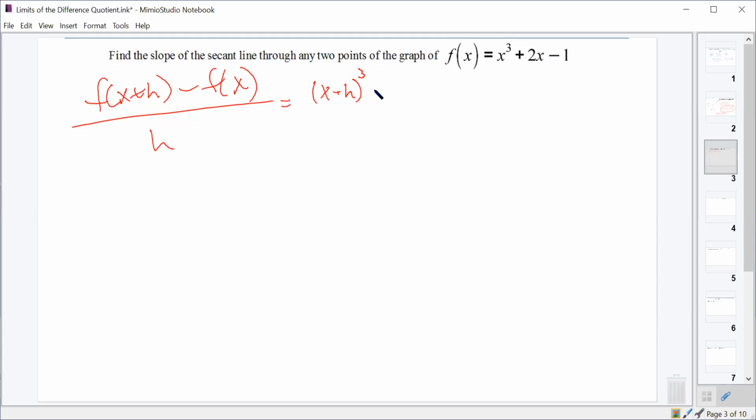X plus h cubed plus 2 times x plus h minus 1. Do you guys agree with that? Plug in the x plus h. Yes. Okay, then we're going to subtract our function and divide by h.